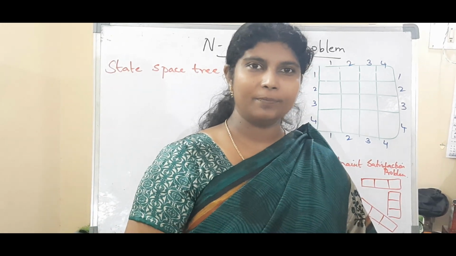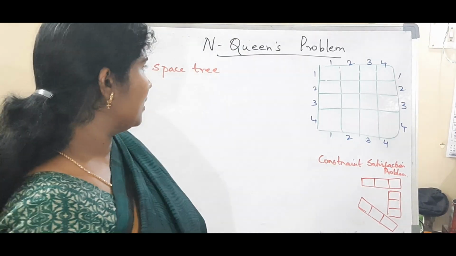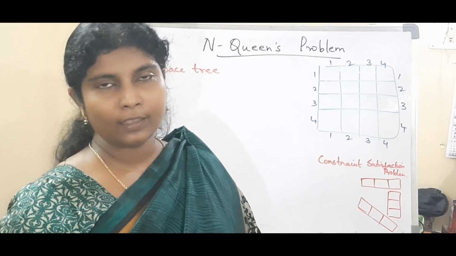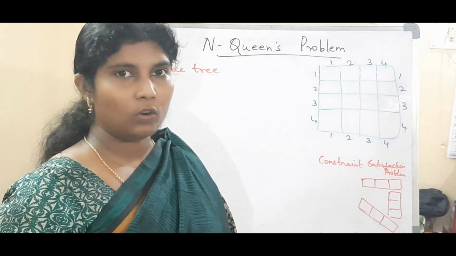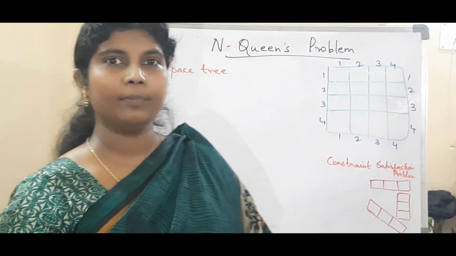Today we are going to see the N-Queens problem. There are n queens, n columns and n rows. We have to place these queens in such a way that no two queens are present in the same row, in the same column, or diagonally.